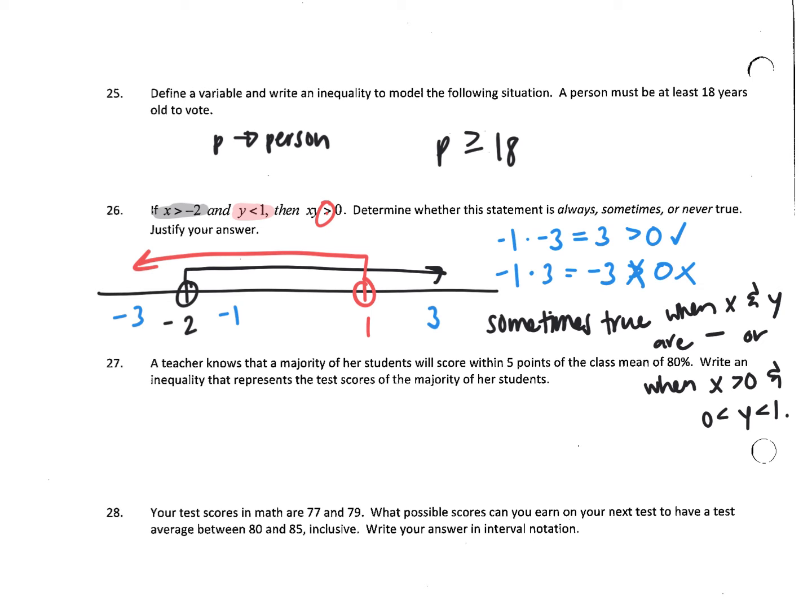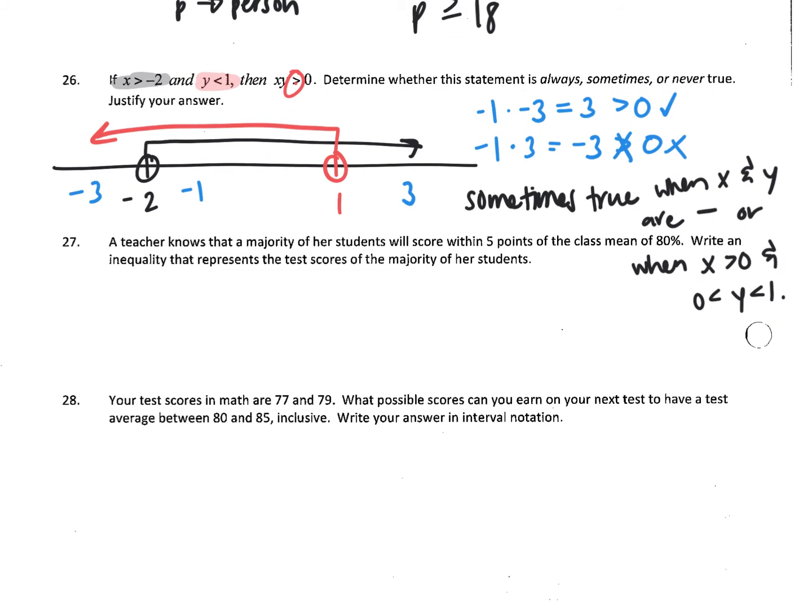Okay? Number 27, it says a teacher knows a majority of her students will score within 5 points of the class mean of 80%. Write an inequality that represents the test scores for the majority of her students. So we can assign a variable called t for test scores. And if my mean is at 80, 5 points higher than that would be 85. 5 points less than that would be 75. So anything in between 75 and 85 is going to represent that inequality.